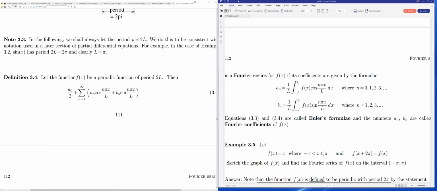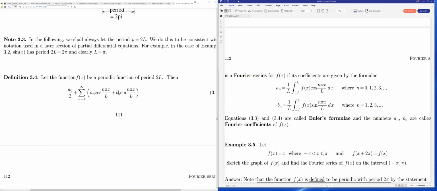Anyway, to get the an, you have your function f of x that would be given to you. You multiply it against a cosine, you integrate between minus L and L, and then you multiply that by 1 over L. This is the formula for an. This formula will work for a0 over here, and it'll also work for a1, a2, a3, and so on. So it works for all n starting from 0, 1, 2, 3 onward.